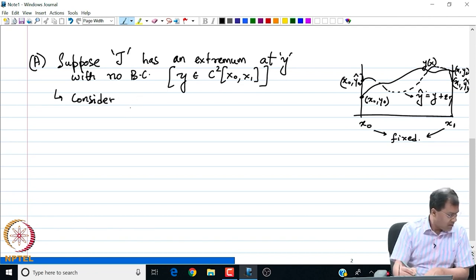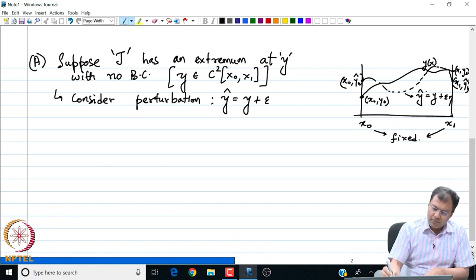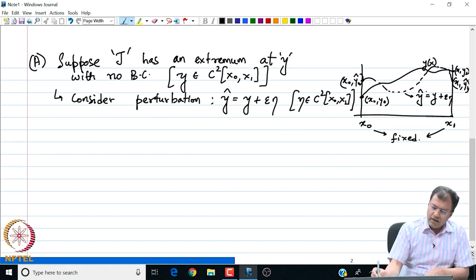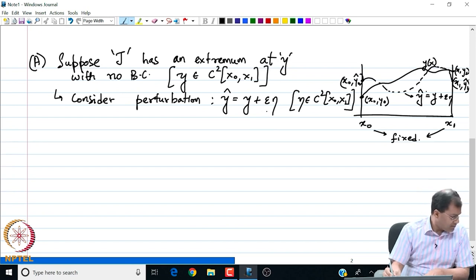Consider the perturbation in the function y, which is y hat is equal to y plus epsilon eta, right. Now, again eta, we still require eta to be continuously differentiable up to second order. However, this time eta will not satisfy the 0 boundary condition, because the endpoints do not match. Okay.